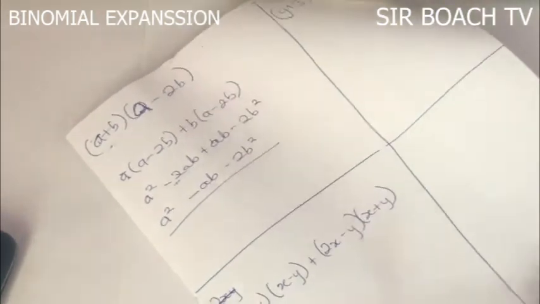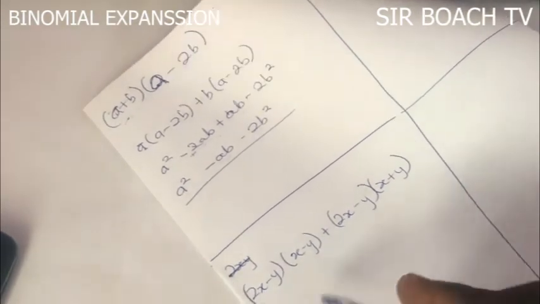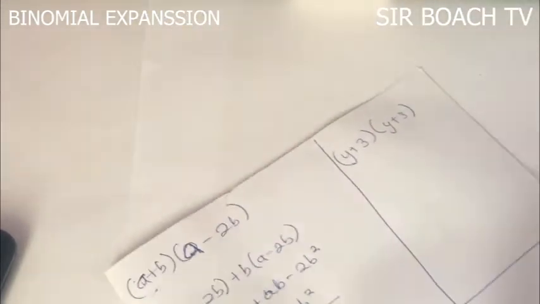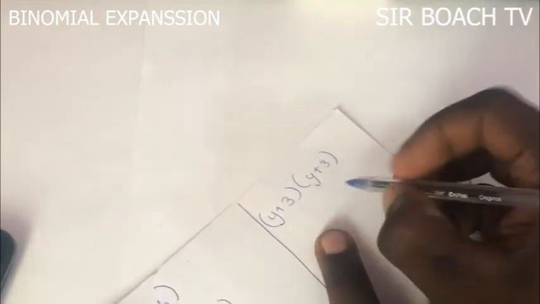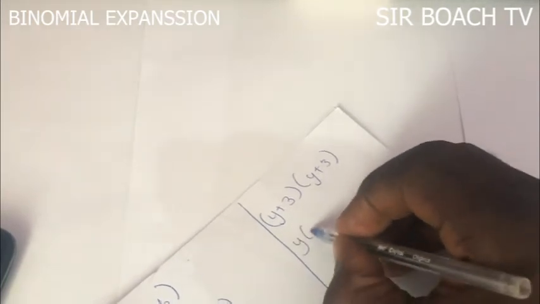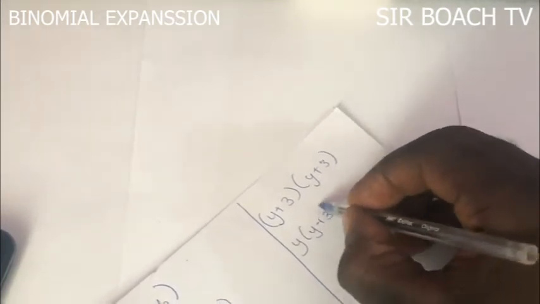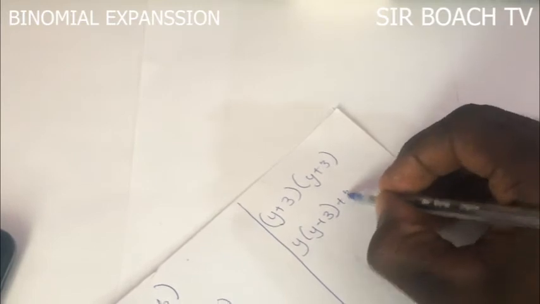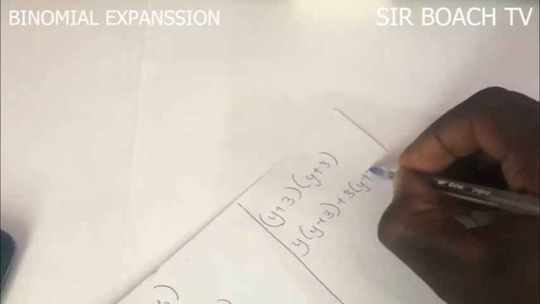Okay, now let's solve this one. Let's solve this one before we come here. So now with this one, we can also pause it here. After that, you check. So you have y bracket y plus 3, then plus 3 bracket y plus 3.